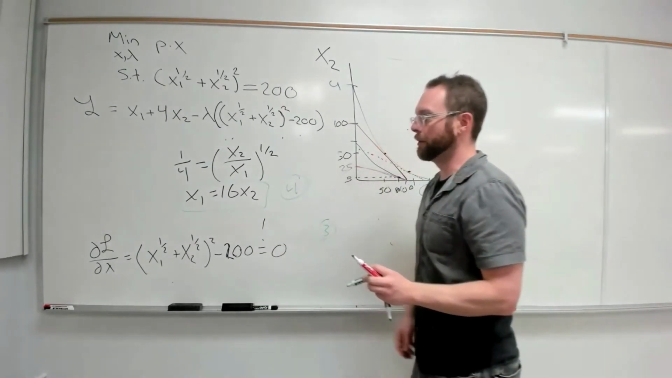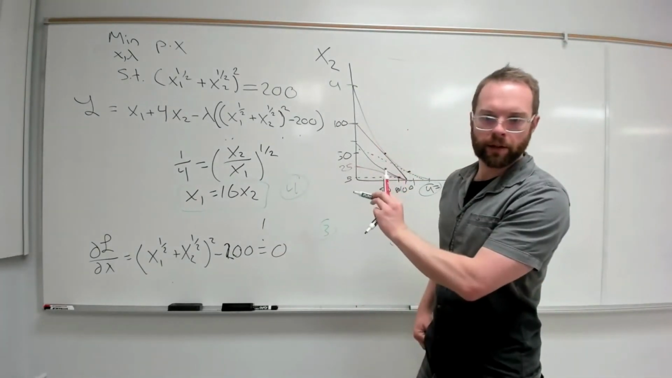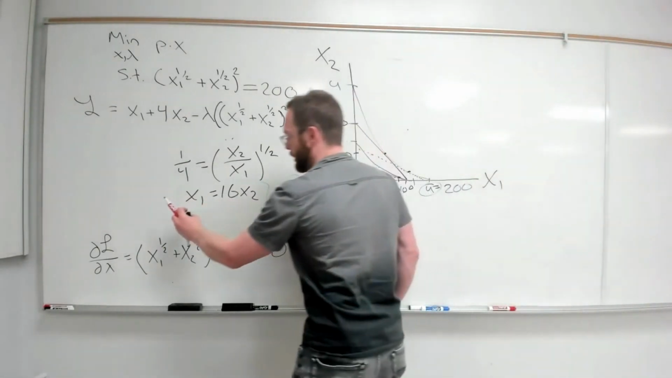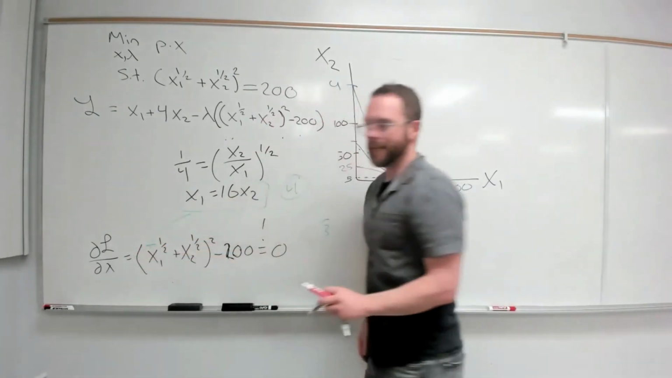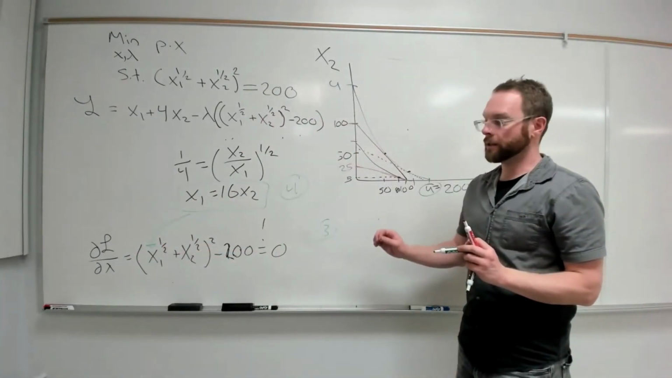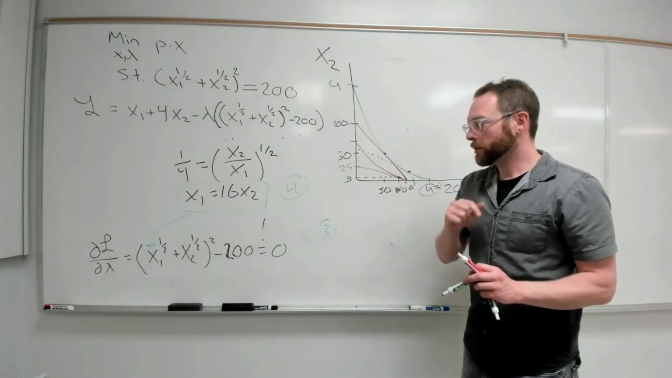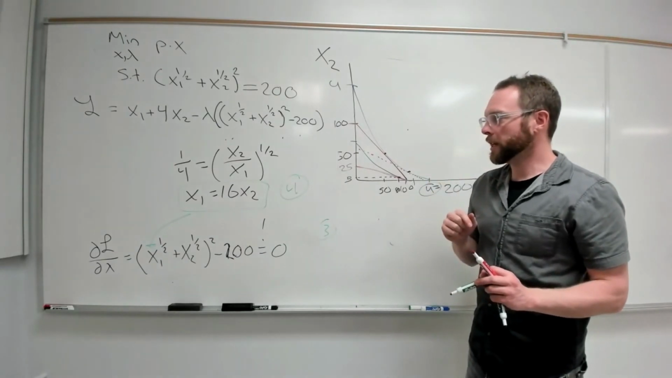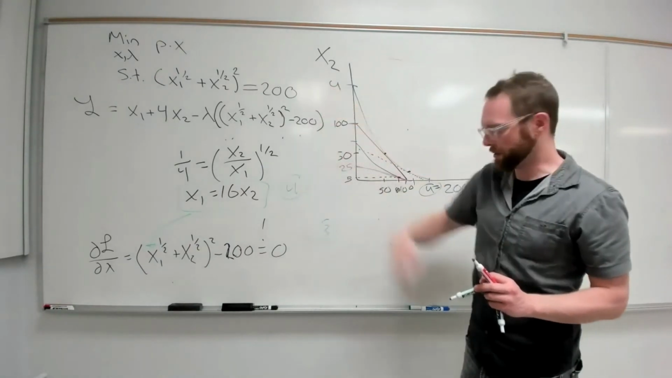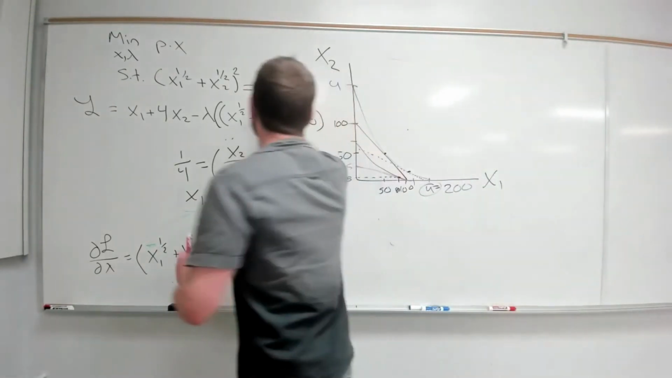What's different now is when we plug that into the constraint, our constraint is not that linear equation anymore. It's the utility function. So let's plug 4 into 3 and see what happens. I'm going to have to erase this up here for space and do it up here.